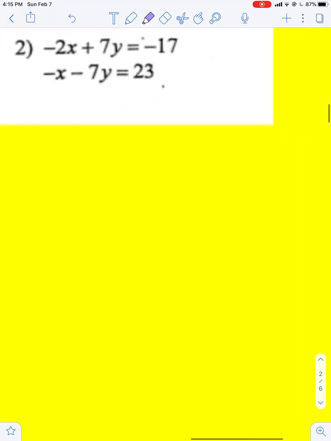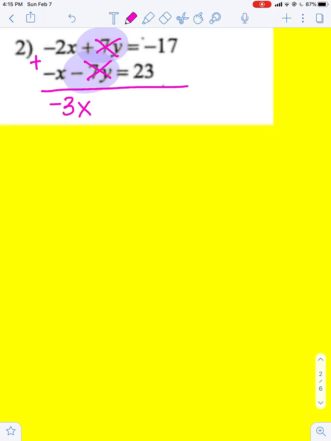So we're going to do the same thing over here. -2x and -x are not opposites, but +7y and -7y are. So we're going to add. And this is going to give me -3x. Remember, these will come together to give you 0. And that will equal, let's see, -17 plus 23 would be 6. We'll divide by -3 on both sides to get x is equal to -2.